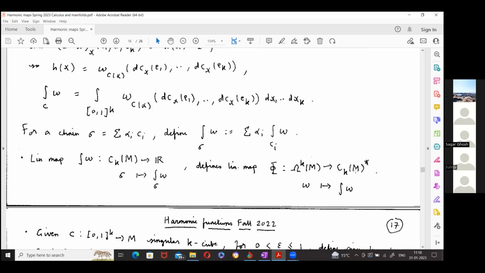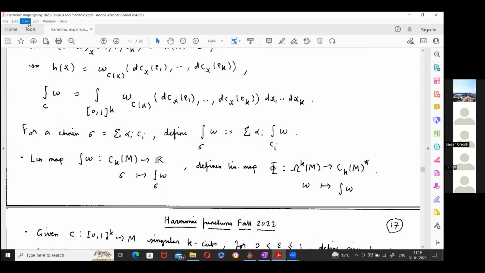There's no norm on C_k(M), so there's no topology on C_k(M), and we can't define a continuous dual anywhere. It's just the algebraic dual. So the space of k-forms maps linearly to the space of k-cochains: omega goes to the linear functional integral of omega. Is this clear? Yes. The linearity follows from the linearity of integration, right? Yeah, it's clear. So we have this linear map.